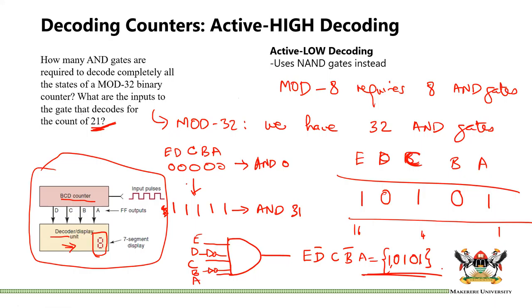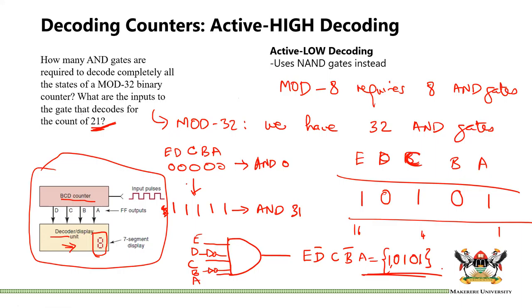Okay, so this is called active high decoding. What does active high decoding mean? It means that the current state activates an AND gate that gives off a high. We can have active low decoding where we use NAND gates instead. So that means that the value would be low. It's just the opposite of this one.